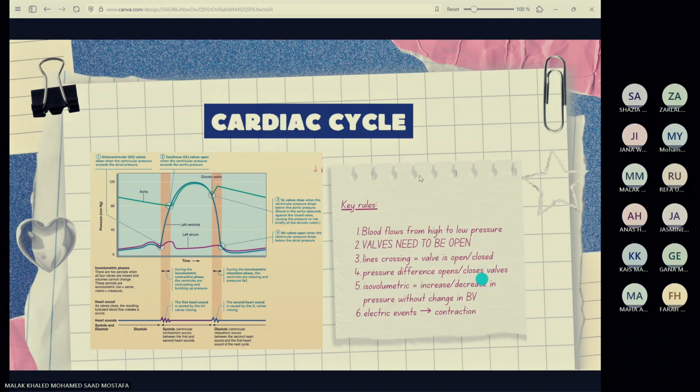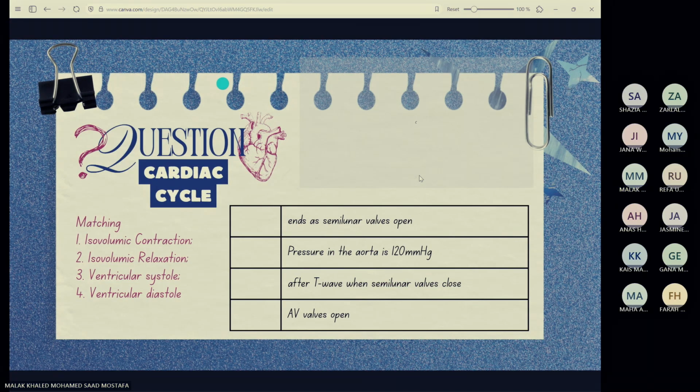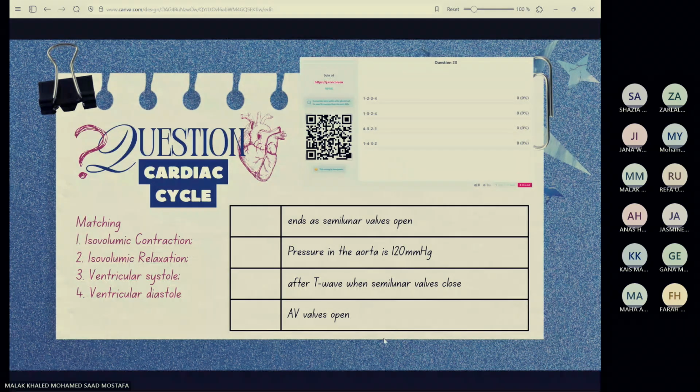Okay. Matching question. You have isovolumetric contraction, isovolumetric relaxation, ventricular systole, or ventricular diastole. Which ones go where? We can actually go through the sequence first before we answer this.